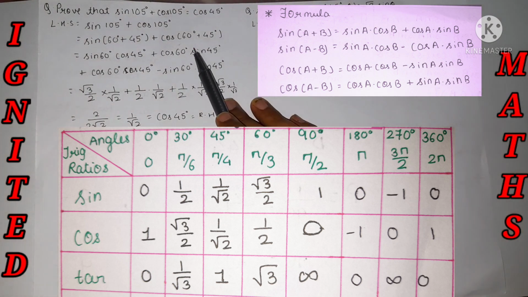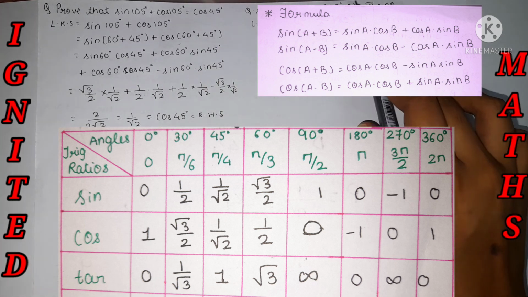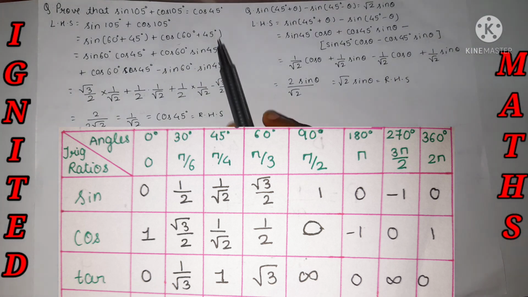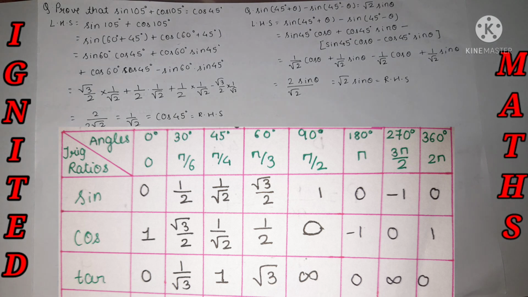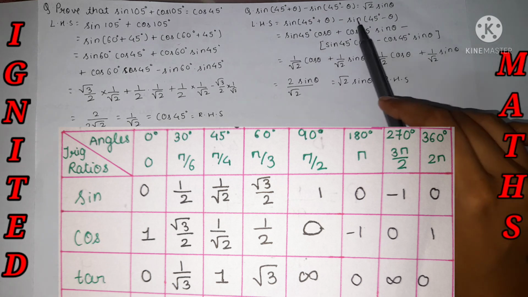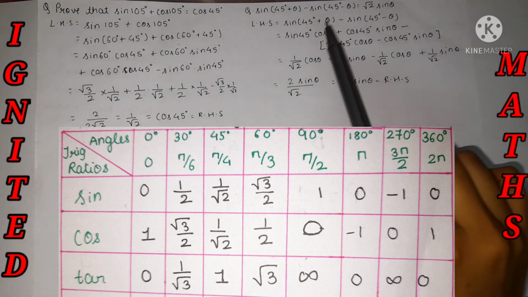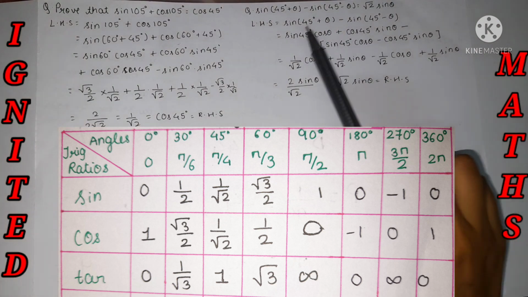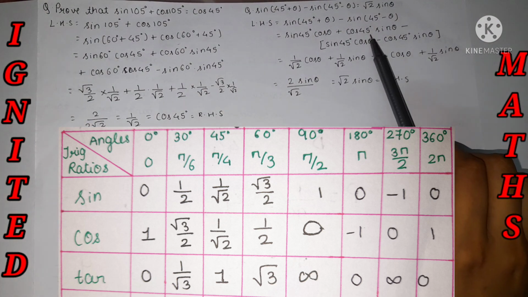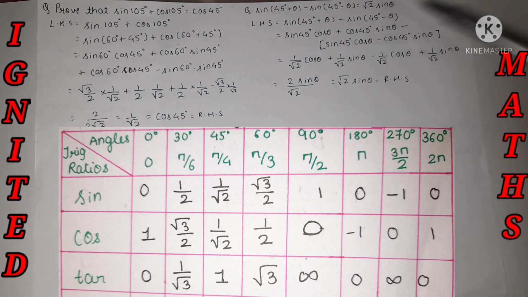The next question they have given us is sine of 45 degree plus theta minus sine of 45 degree minus theta is equal to root 2 sine theta. So let's take the LHS value and we will prove it to be the RHS. Over here they have given it in the form of a plus b, sine a plus b and sine a minus b. Just put the formula over here and we will get the answer very easily. Just input the values of sine 45 degree and cos 45 degree and we will get the answer as root 2 sine theta. So this is nothing but the RHS value.